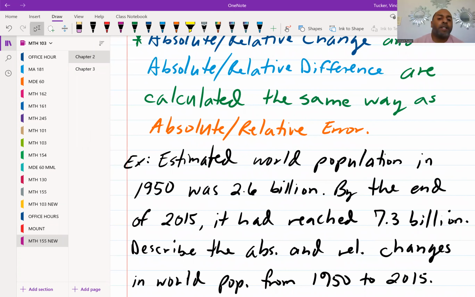So our example: estimated world population in 1950 was 2.6 billion. By the end of 2015, it had reached 7.3 billion. Describe the absolute and relative changes in world population from 1950 to 2015.